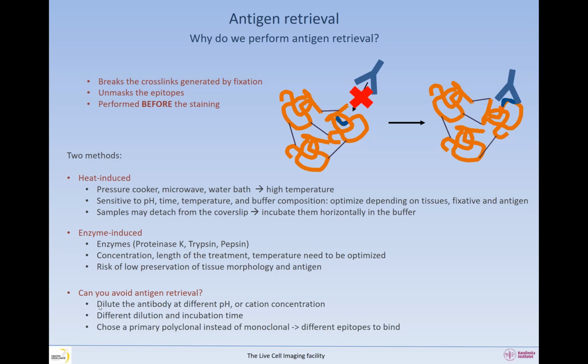For example, you could dilute the antibody at a slightly different pH or cation concentration, and it might help. You can use different dilutions and incubation times. You can choose a polyclonal antibody instead of a monoclonal, so you will have more epitopes available to bind. And maybe you don't have to do the harsh antigen retrieval.